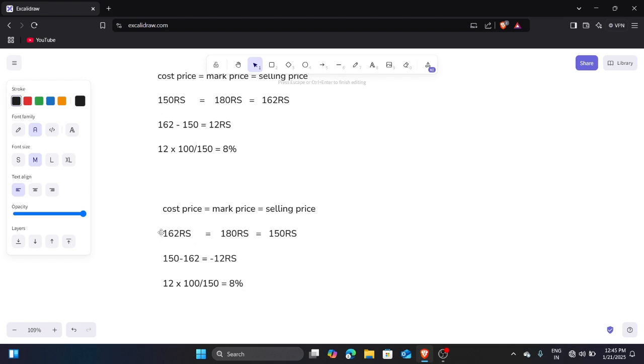The situation is the same, but no, it is not 8%. I'm sorry for this, we have to calculate it again. You always have to take it in comparison with the cost price. So you have to take the cost price here. Always you have to take that.